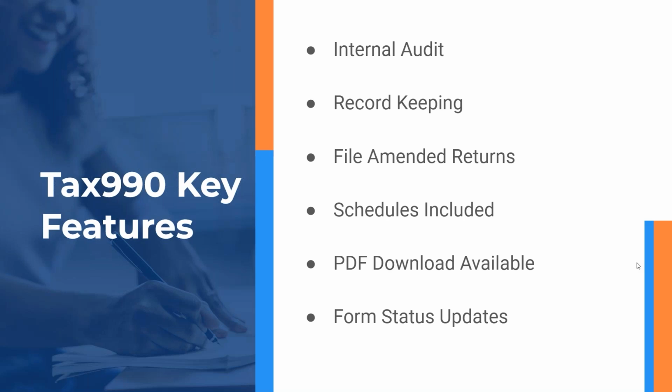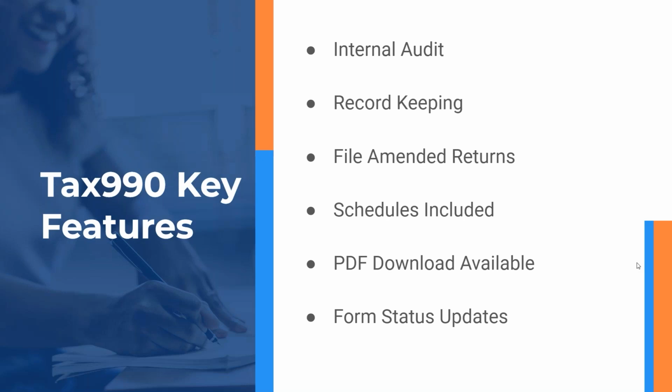The PDF, like I just mentioned a few minutes ago with your record keeping, the PDF download will be available in your account. So once you complete the return and transmit it to the IRS, you'll get a professional copy of the form in a PDF format. And if you're still working on the form, you'll get a draft copy in a PDF format available in your account. Tax 990 does provide form status updates.